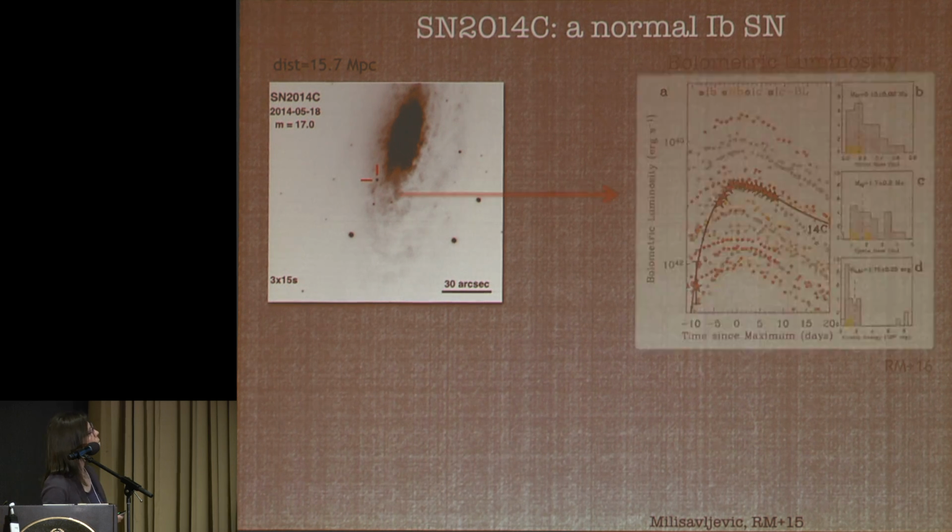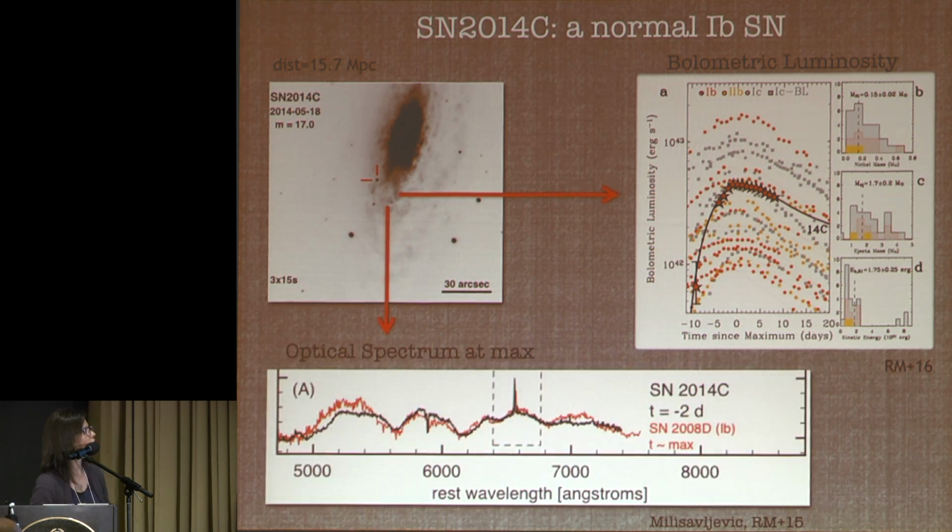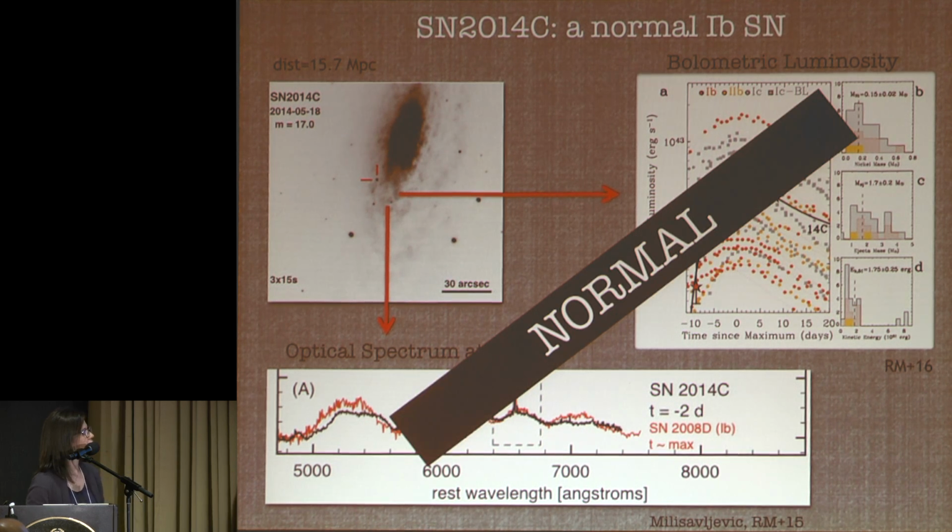So let's have a look in the optical first. I'll try to build up the picture with you. I'll first speak about the optical, then the X-rays, and then the radio, and then put everything together to understand what's going on. So at early times in the optical, 14C looked like a very, very standard type 1b supernova, both in the photometric properties and spectroscopically. The takeaway point from this slide is that it really looked like a normal supernova at the beginning.